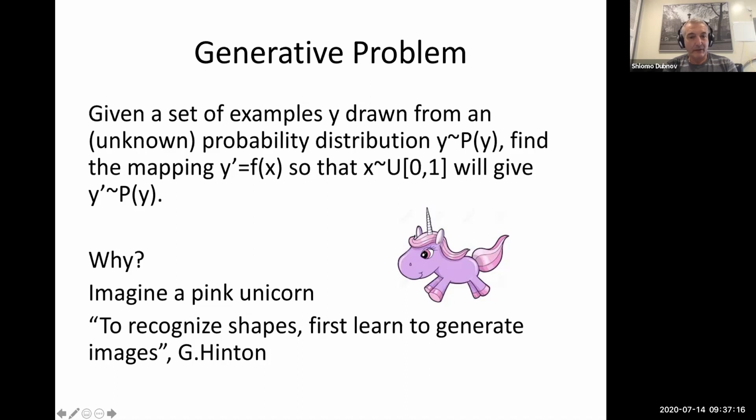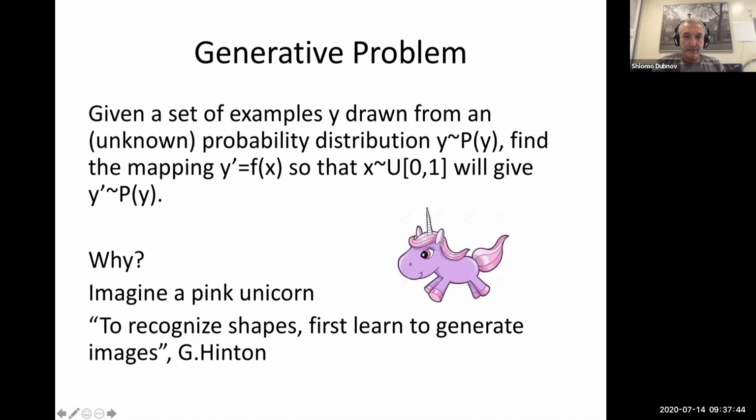I quote Hinton at the bottom, on why we would want to have a generative problem, but what is it? Starting from the top, given a set of examples y drawn from an unknown probability distribution. If this is statistics, you can say you just want to measure the probability to be able to derive the likelihood or sample from this distribution. If this is information theory, you could say you want to model an information source.